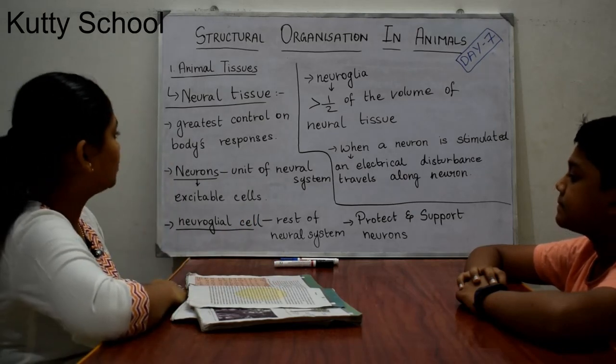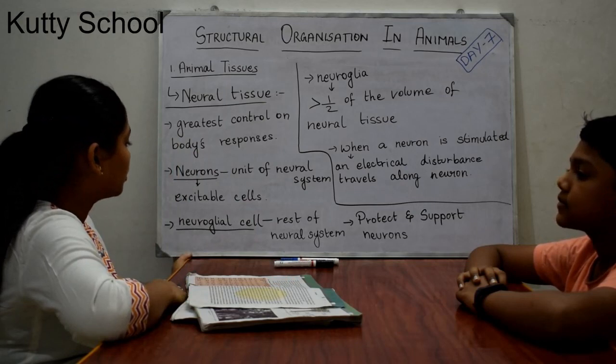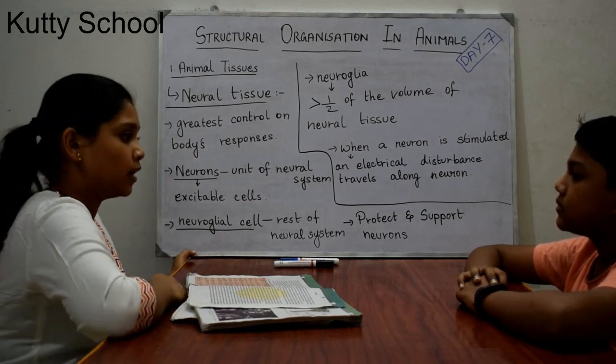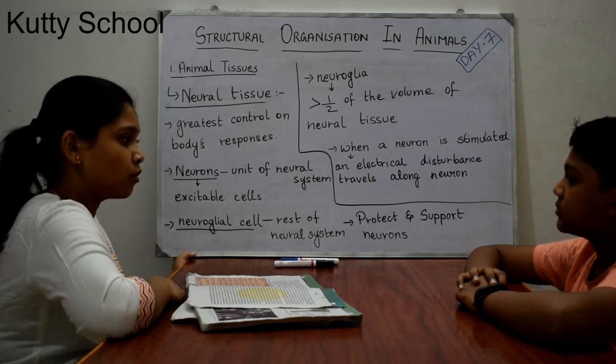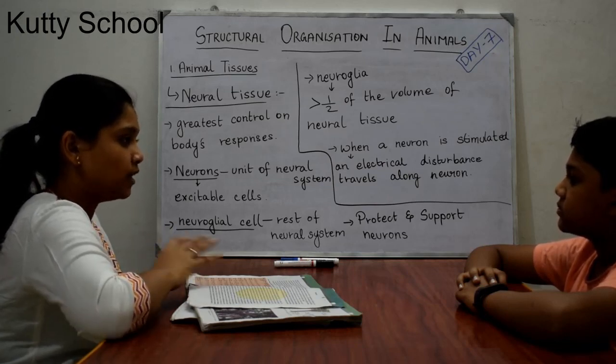So next, with this, animal tissue gets over. Next we are going to generally see about organ and organ system, and then we are going to see about earthworm, cockroach and frogs. So we will be discussing the morphology and anatomy in that.